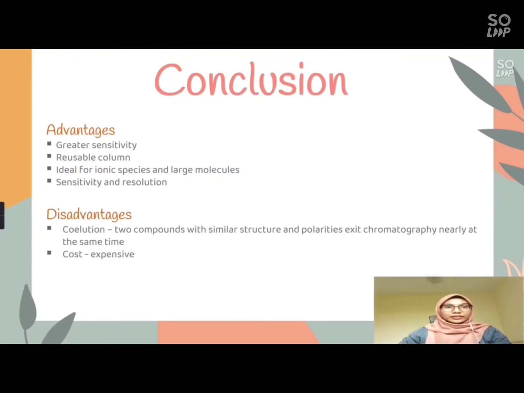The disadvantages of HPLC is coelution. It is because of the speed of HPLC and dependence on the different polarities of compounds. Two compounds with similar structure and polarities can exit the chromatography apparatus at the same time or nearly. Next is cost. Although HPLC can often simplify and speed up the process, the cost of developing an HPLC apparatus, although much more efficient, is more costly.